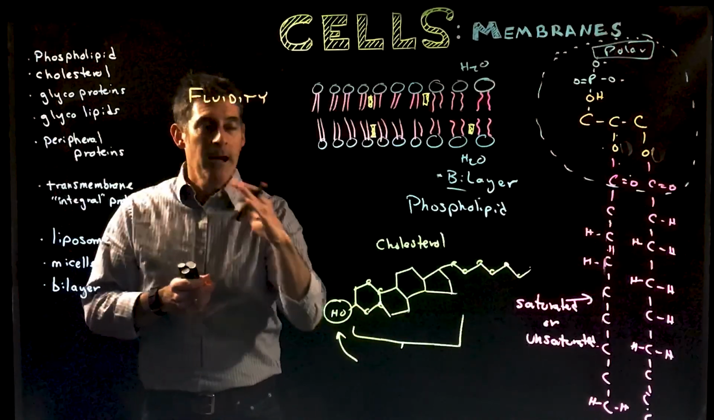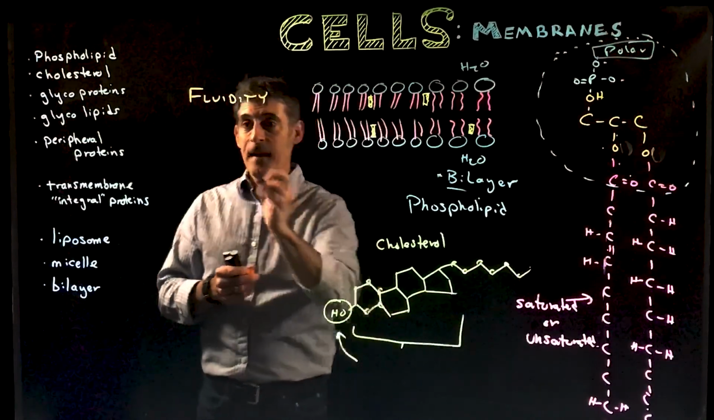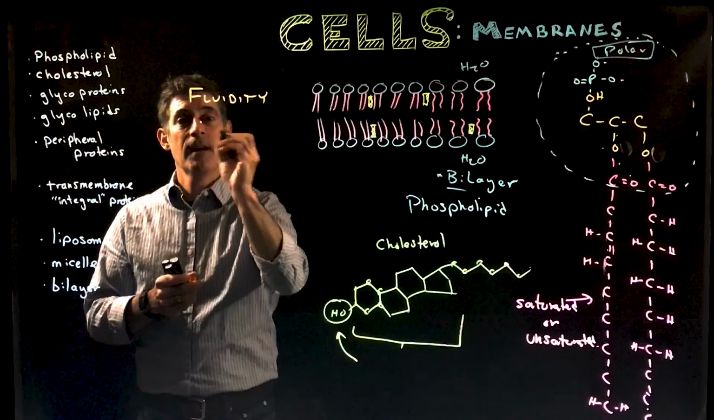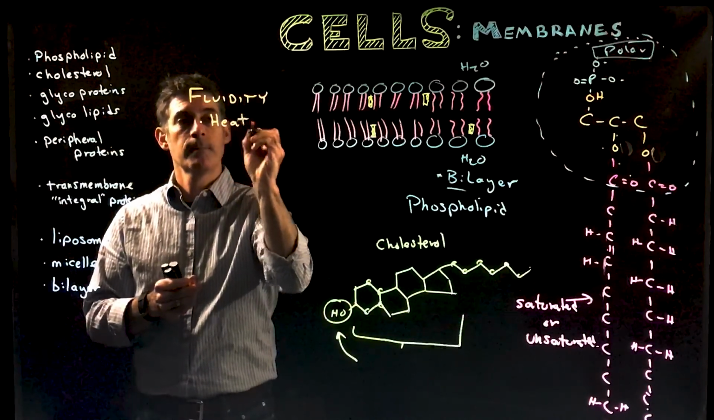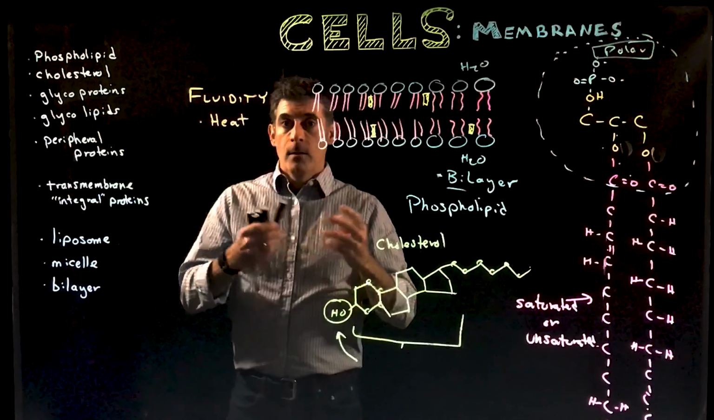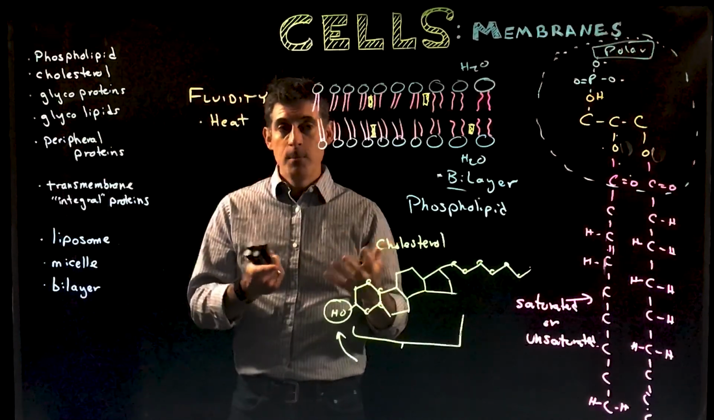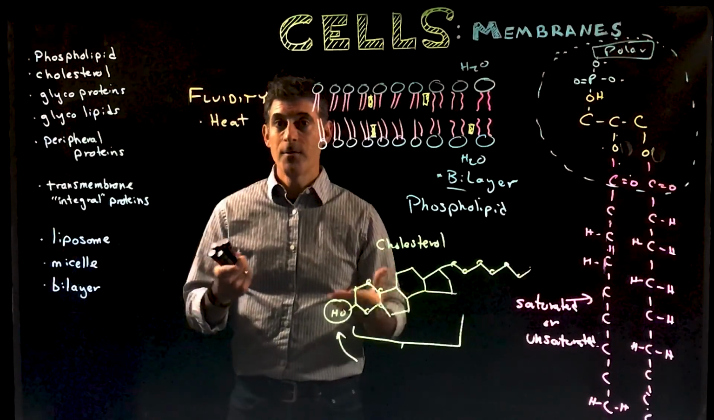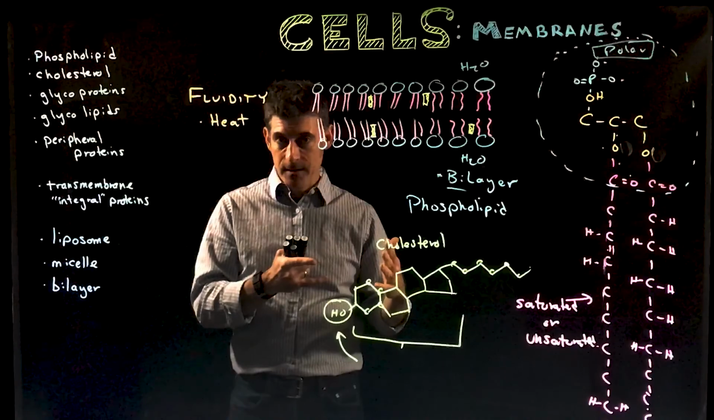So fluidity is really how flexible the membrane is. Things that affect fluidity: there are environmental things that affect fluidity, like heat. The warmer anything is, the more molecules move, the faster they move, and the more they can move away from each other. So if you increase heat, you typically increase the fluidity. The membrane becomes more flexible.